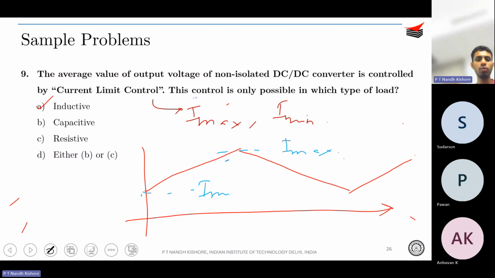So what they might do is, when it hits the limit, when it hits I max, they will turn off the active device. So the inductor does not charge anymore. So the inductor will start discharging or it will start freewheeling. Okay. So this is called current limit control.